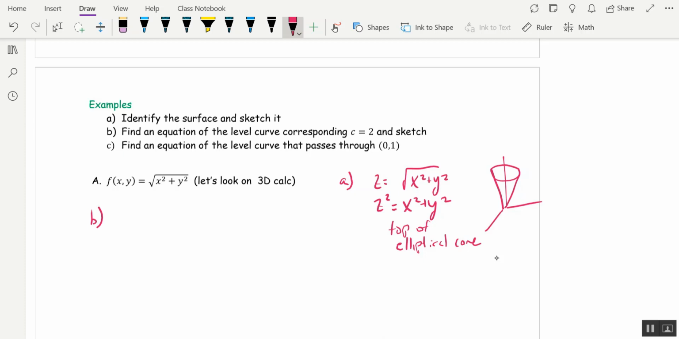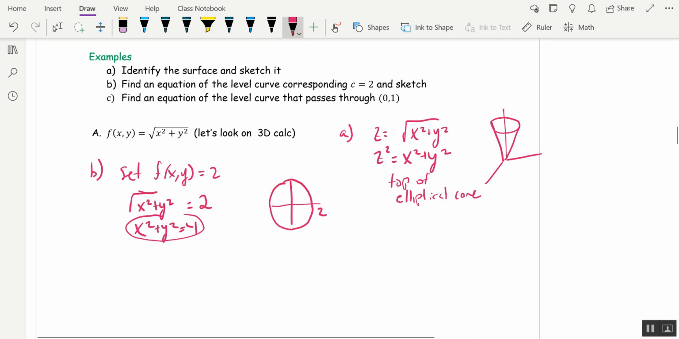All right, B, find an equation for the level curve corresponding to C equal 2. So what we want to do is set f of x, y equal to 2. That's going to give us all the points in the plane where z is equal to 2. So I've got root x squared plus y squared equal to 2, so x squared plus y squared equals 4. So that's a circle of radius 2.